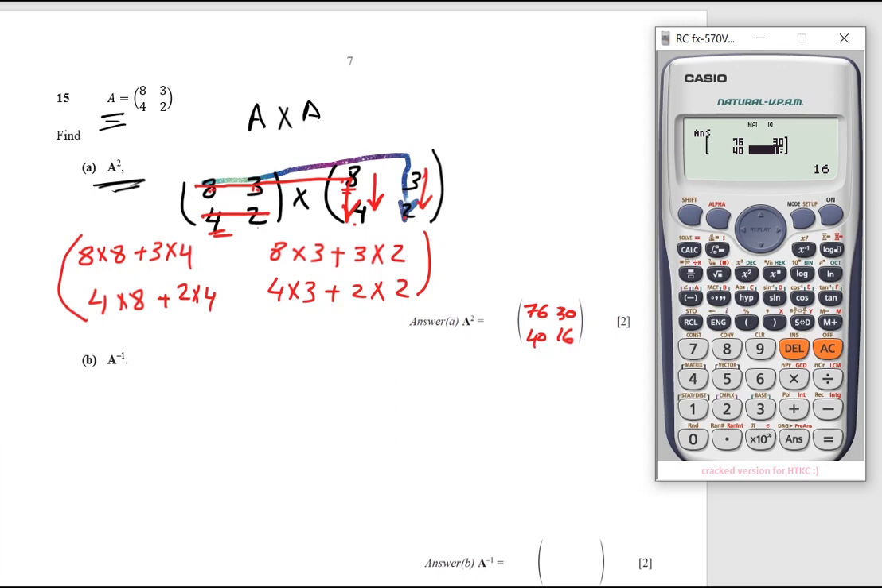Let us see the second part, which is A minus 1, the inverse of the matrix. Let us solve directly on the calculator. Okay, so again, shift and then 4. Which matrix do I need? I need matrix A, which is 3. What do I need? Minus 1. And then equal. So it will be half, and then 3 over 4, and then minus 3 over 4, minus 1, and then 2.